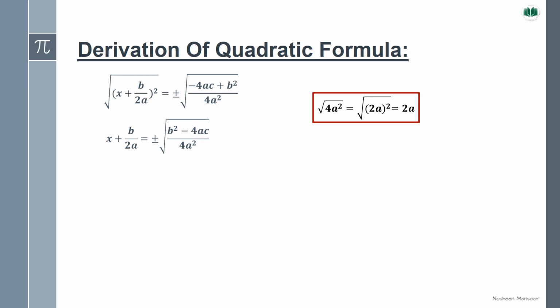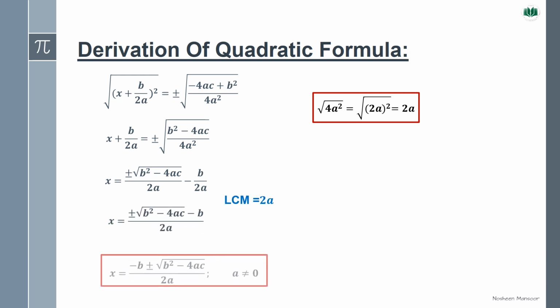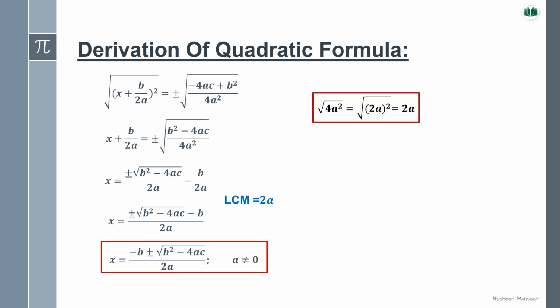And since we are finding the value of x, we should move b by 2a to the right hand side. x should be alone. So x is equal to plus minus under the root b square minus 4ac by 2a minus b by 2a. By taking the LCM, we will have this. Now writing it conventionally, we will have x is equal to minus b plus minus under the root b square minus 4ac whole divided by 2a, where a should be non-zero.